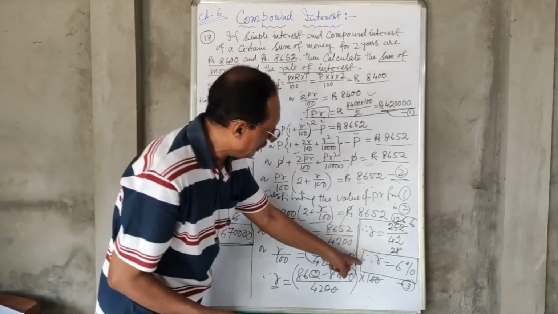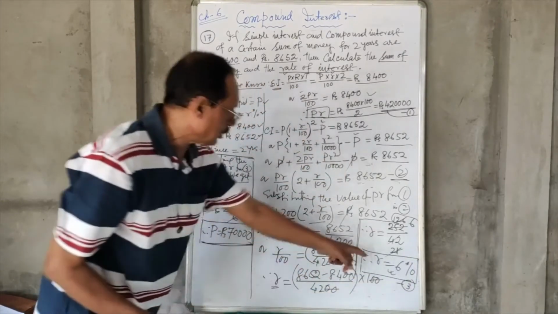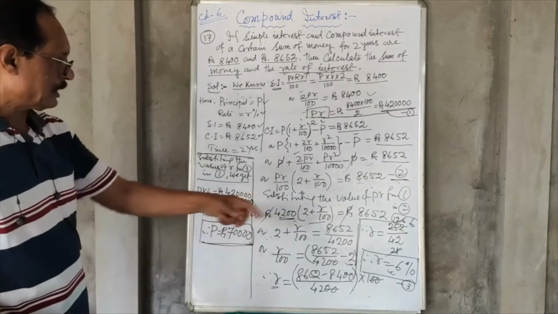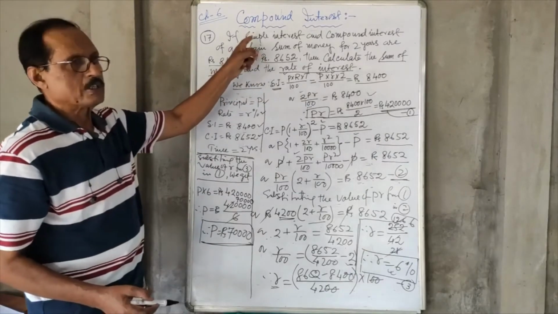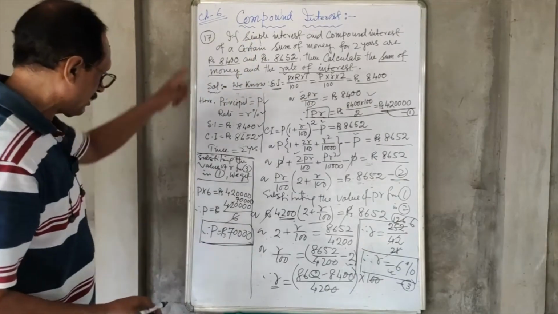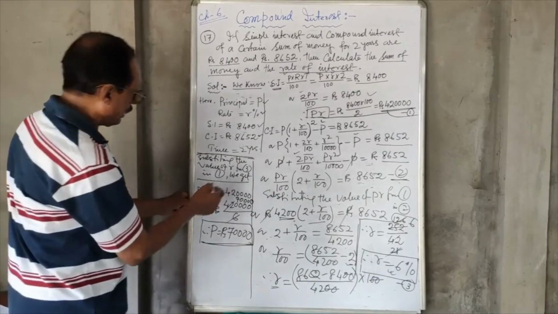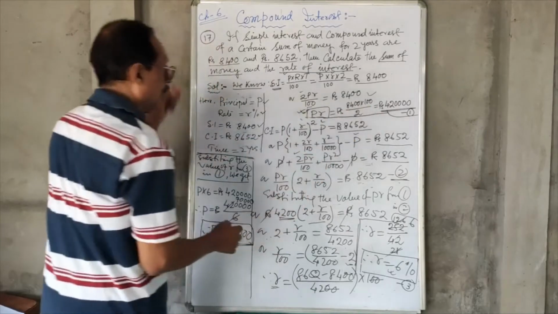So after calculation R is coming here 6%. So the rate of interest in this transaction was 6%. When we got the rate of interest, we will be finding out what capital was invested in this transaction. So we can find out: you substitute the value of R in equation number 1.